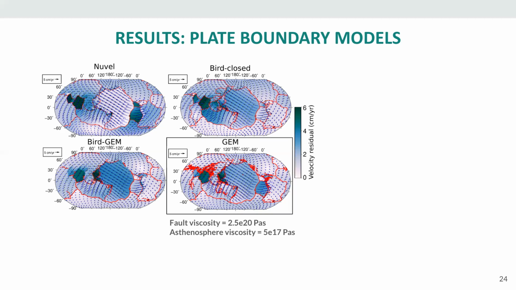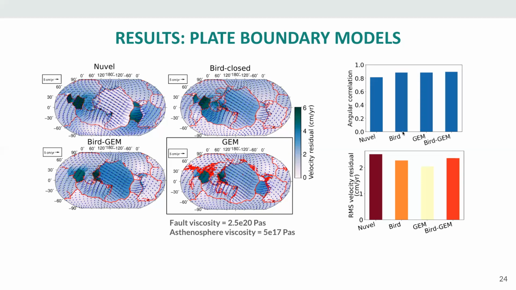Overall, we see that the GEM model, which is the most advanced model in terms of the plate boundary geometry we have, gives us the lowest misfit out of all these plate boundary computations. And we can also see that by comparing their angular correlations, so just looking at the directional fits.